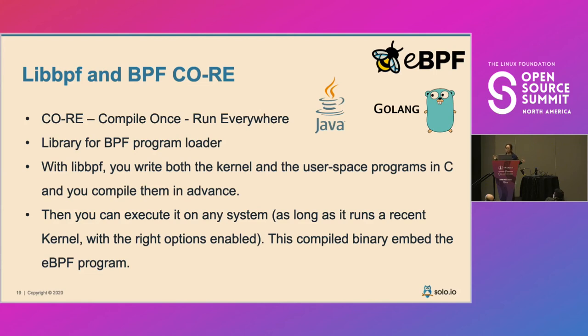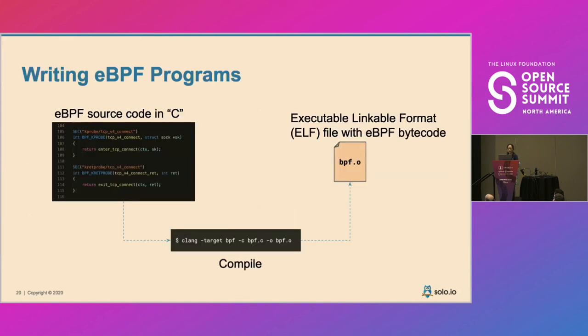So with libbpf, you can write both the kernel and the user space program in C, and then compile them in advance. Then you can execute them on any system as long as it has a recent kernel version, because it needs the right kernel version. I believe it's 5.4 or 5.5 that has BPF enabled, so that you can run your EBPF program loaded through libbpf. So let's go through how it works, writing a simple EBPF program.